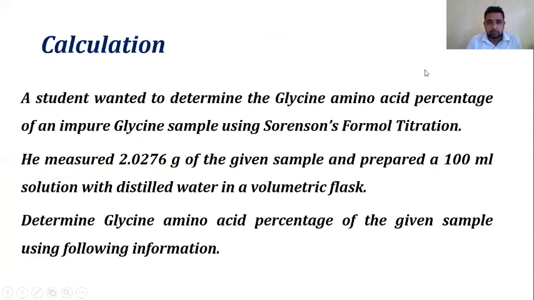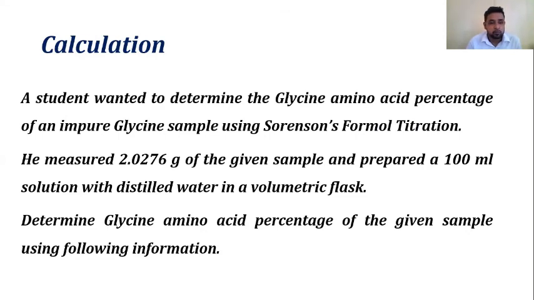Please note down this, we have to do this calculation. A student wanted to determine the glycine amino acid percentage of an impure glycine sample using Sorenson's Formol titration. This is not formal titration, it is Formol titration. I have seen that, and I will correct that in your handout also. I don't know what is meant by Formol. I went through a few dictionaries and I couldn't find the meaning of Formol. But in chemistry books it is mentioned as Formol titration.